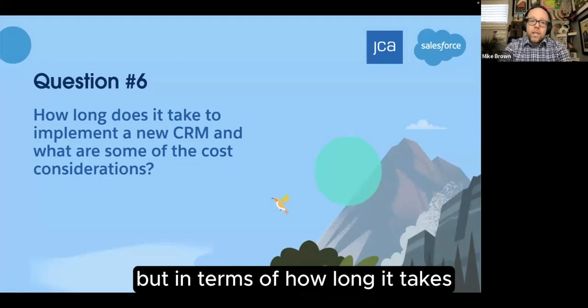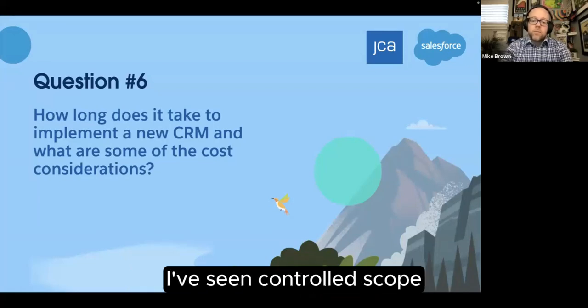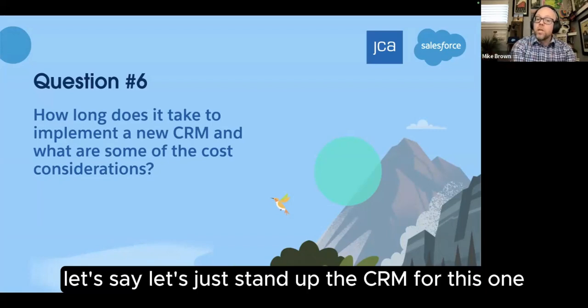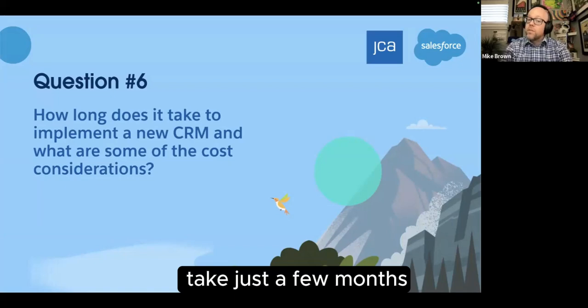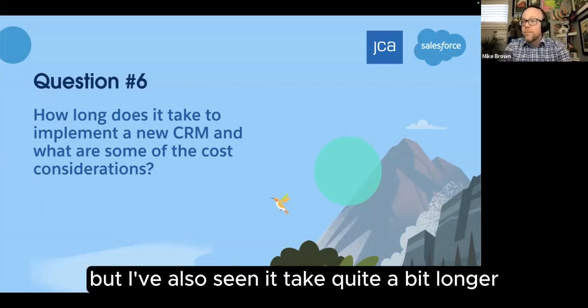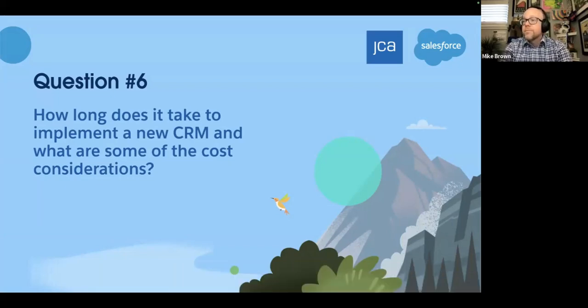But in terms of how long it takes, I've seen controlled scope. Let's just stand up the CRM for this one area, right? Take just a few months, but I've also seen it take quite a bit longer. What do you think, Liz?